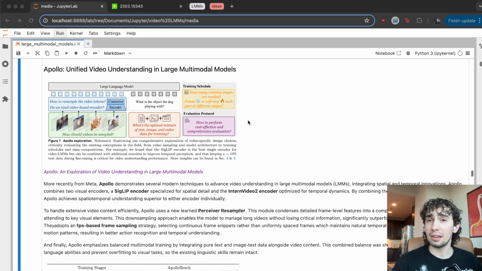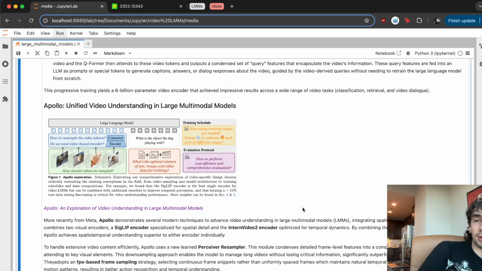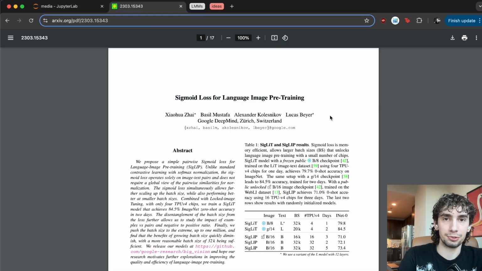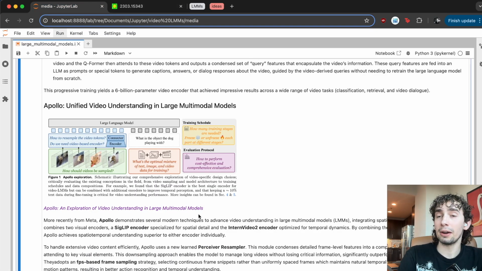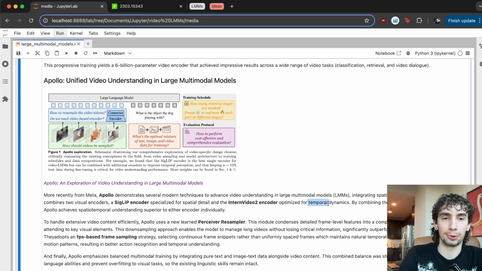Moving on to modern day video understanding in large multimodal models, some research out of Meta with the release of their Apollo video understanding model family shows us a little bit more of the behind the scenes of what modern day video understanding looks like. They were able to achieve the best results in video understanding with large language models through combining two specific encoders. One is the SigLIP encoder, which stands for sigmoid loss for language image pre-training, which better captures spatial details of frames, along with the InternVideo2 encoder, which better captures the temporal dynamics.